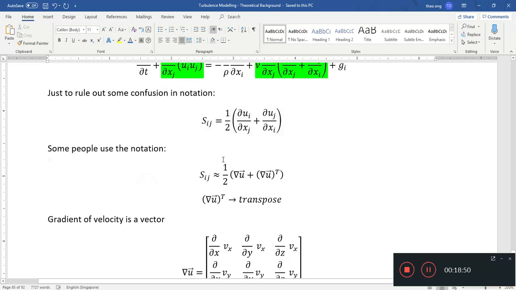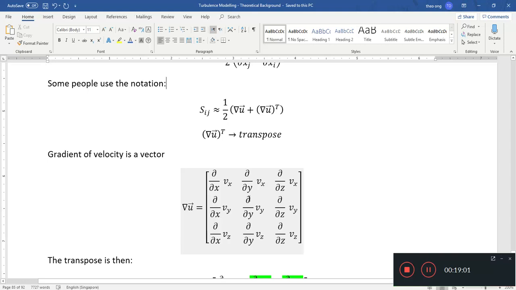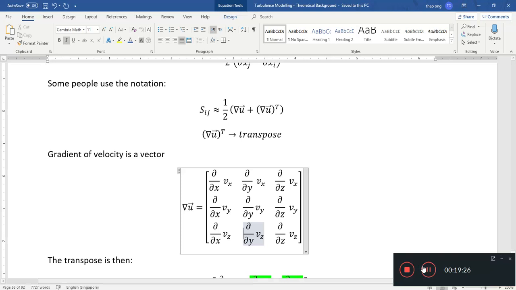Okay, so I just want you to be clear on this notation first before we go any further. If you are familiar, you can just skip this part, maybe go on to the next video. But I'll just do it for the sake of being clear. So this is the gradient of velocity. This is what it looks like. Normally, the velocity vector is like Vx, Vy, and Vz. So the gradient is you do a del by del x, del by del y, and del by del z. So how do you do the gradient of this velocity?